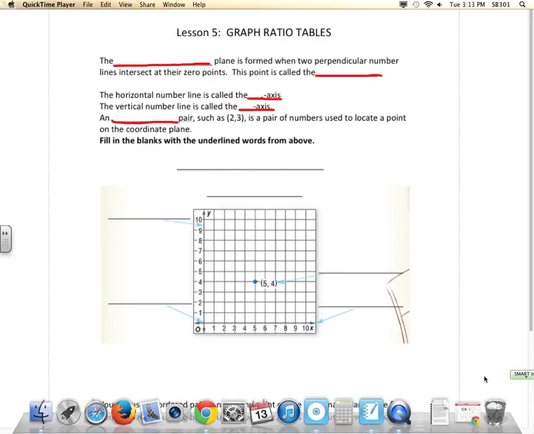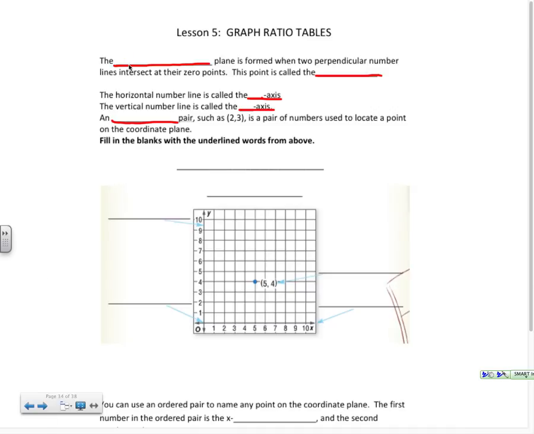Hi, welcome to our lesson 5 on chapter 1, graphing ratio tables. Okay, we are going to take the information from a ratio table and create a graph out of it. So if you look at the picture below, this should look familiar. It is called a coordinate plane.